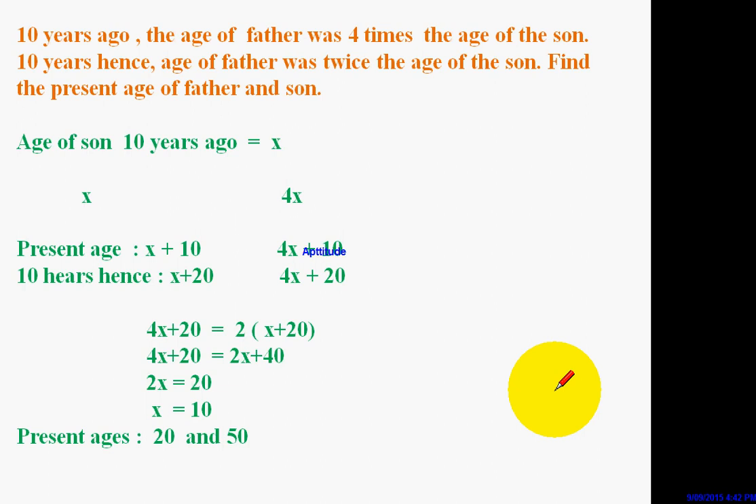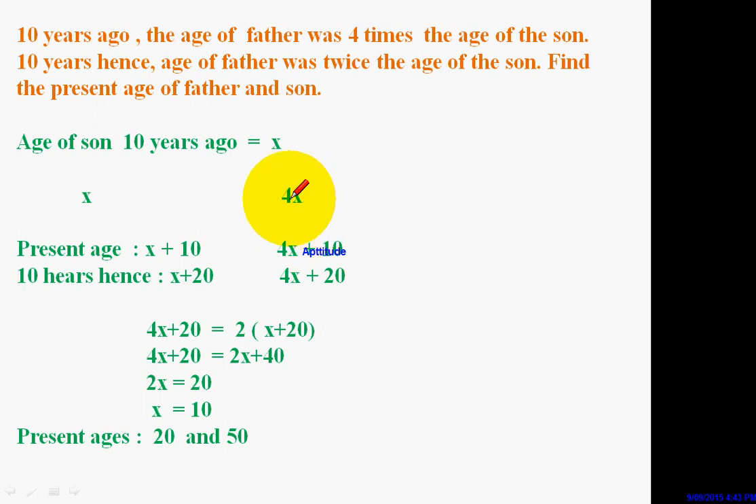Very clearly, or in a very simple manner, we can solve this. So instead of assuming the present age of the son as x, here we assume that 10 years ago the age of the son be x. So what will be the age of the father? It is given in the problem that he is 4 times the age. 4 times means you have to multiply the x by 4. So it is 4x. Here x means the son's age 10 years ago and 4x is meant for the father's age 10 years ago.